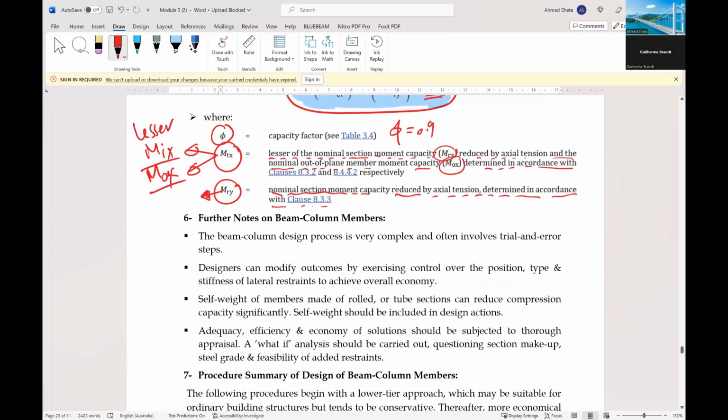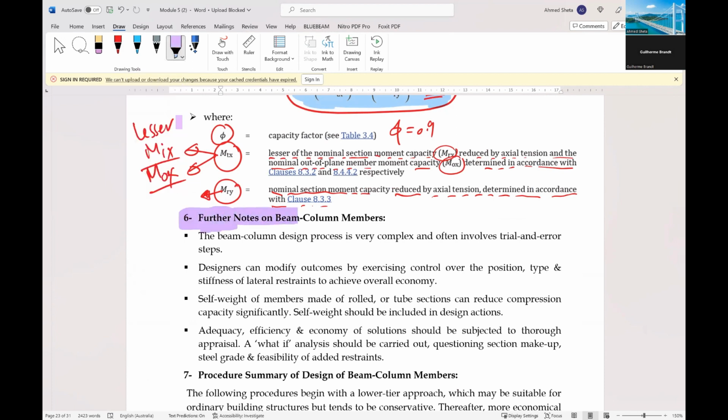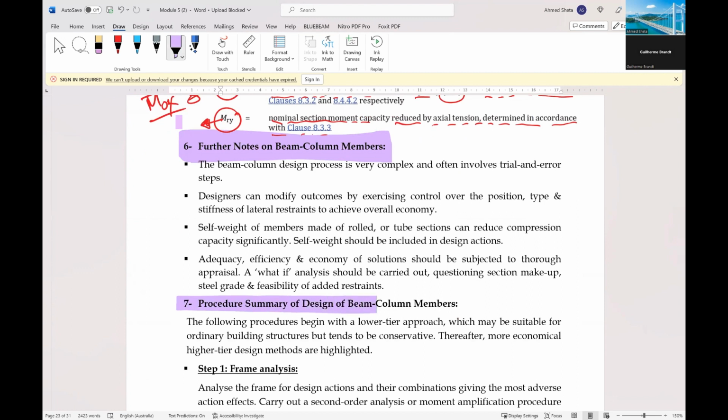And here in this section, the further note is a summary of all the procedure we need to design the members. Sorry, not this one. Here's the procedure summary. So this one is the procedure summary for designing all the members. Okay, so you can have a look at this one, and this will be like a summary of the design procedure for all the cases, and you can follow it when you solve an example or you are designing a frame or something like that.